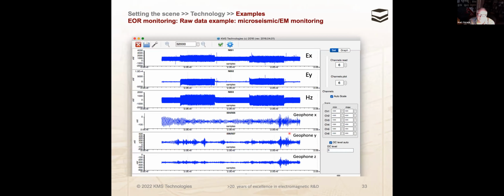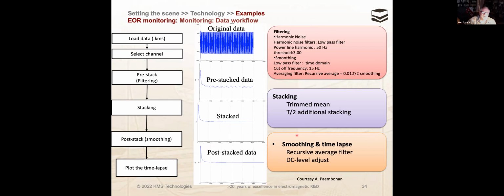This is the data we acquired: electric, magnetic field, and 3 component geophone data. And Andri processed the data as a student, and we did a lot of filtering and stacking and post-stack the standard way. And today we would do this all different. We would approach this project completely different.